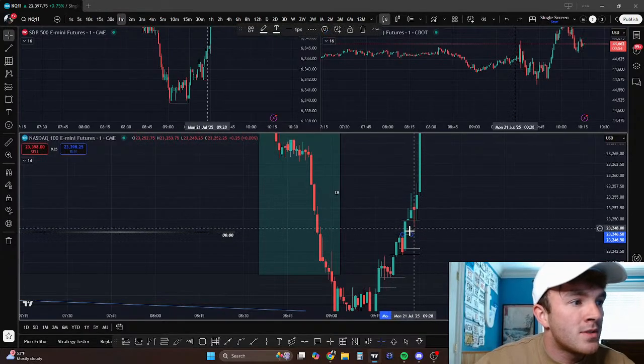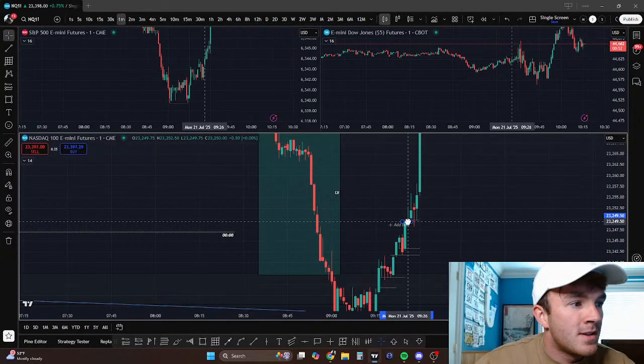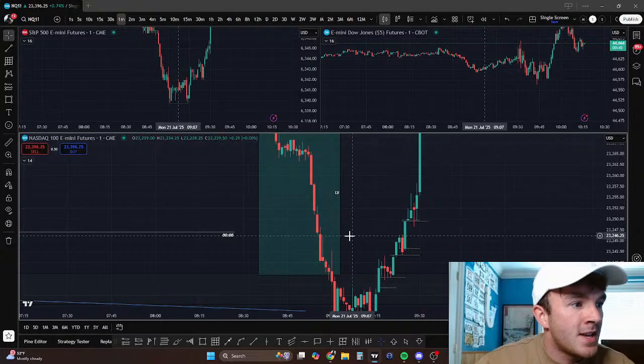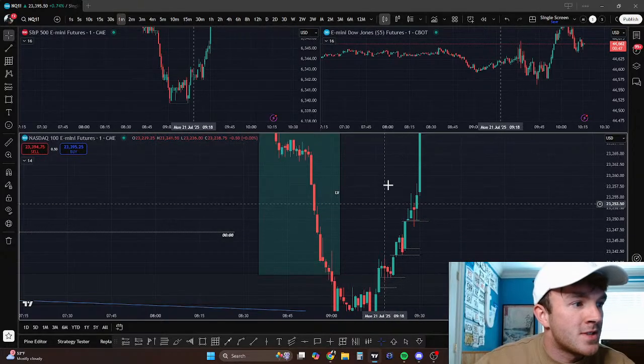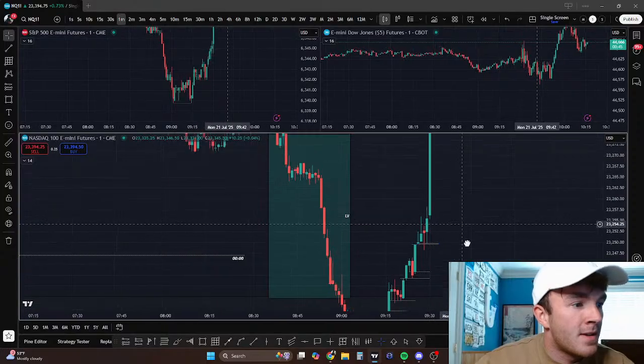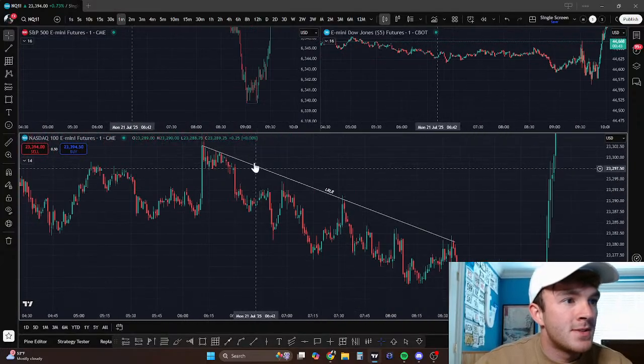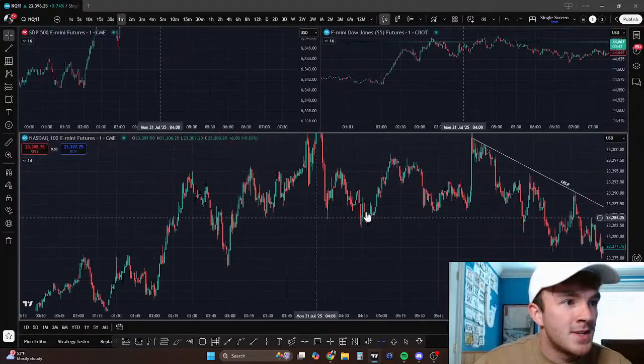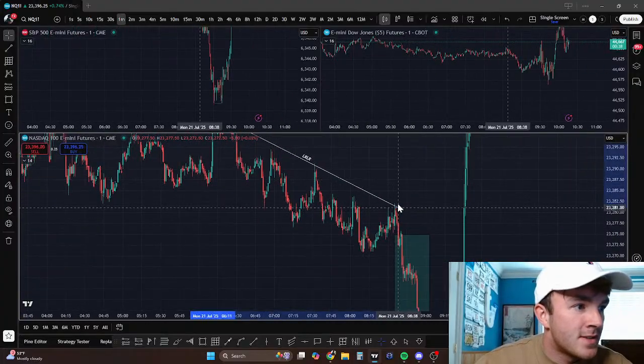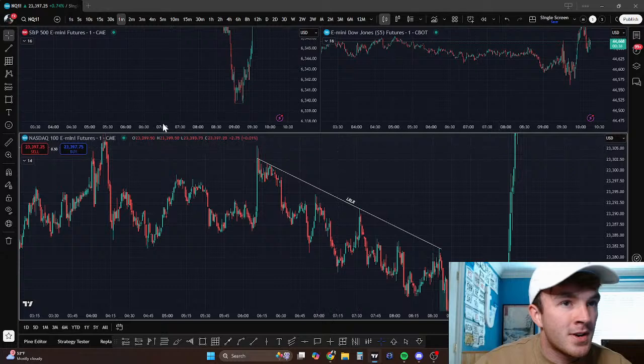And so you want to basically say, where's the low resistance liquidity? Right? Right here. You see this? You see all these highs? This is the low resistance highs you want to target.